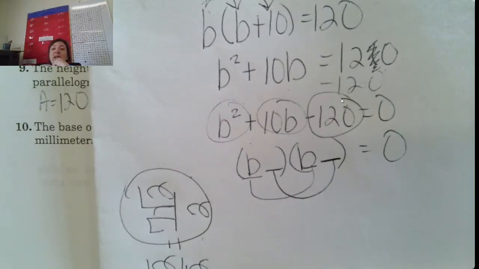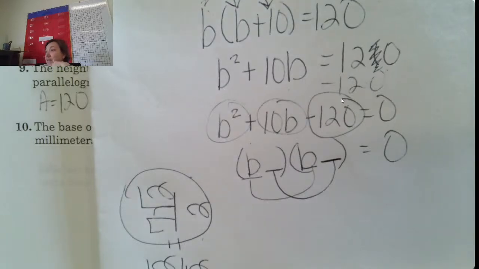So what are things that multiply to get 120? Six and what? 60 and 2. But 60 and 2 are not going to give us 10, are they, if we add them or subtract them? Okay, so keep thinking. We'll come back to that in a minute, okay? Anybody? It has to add or subtract to get 10.